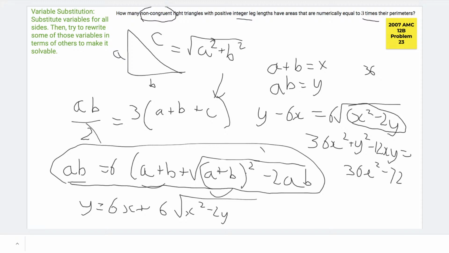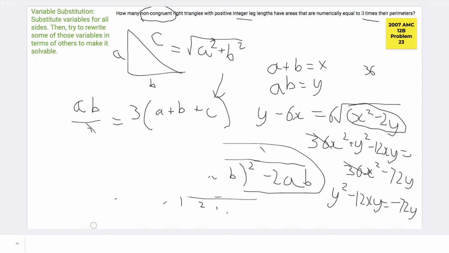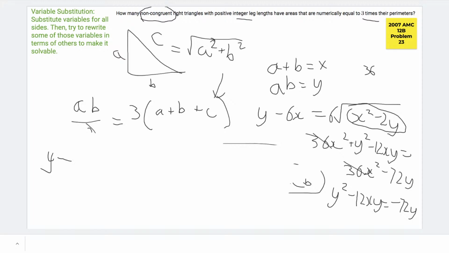Clearly, if you subtract both sides by 36x squared, they just cancel out. So now we have y squared minus 12xy equals negative 72y. And clearly, you can divide the whole expression by y. And let's see what we get now. So after dividing the whole expression by y, the y squared becomes y, the 12xy becomes just negative 12x, and the term at the end becomes negative 72, because we divided the whole thing by y.